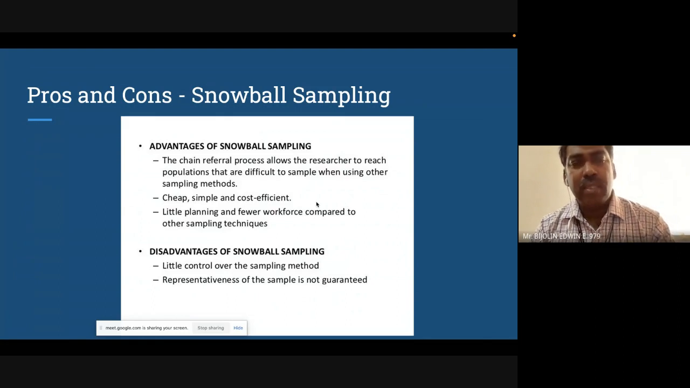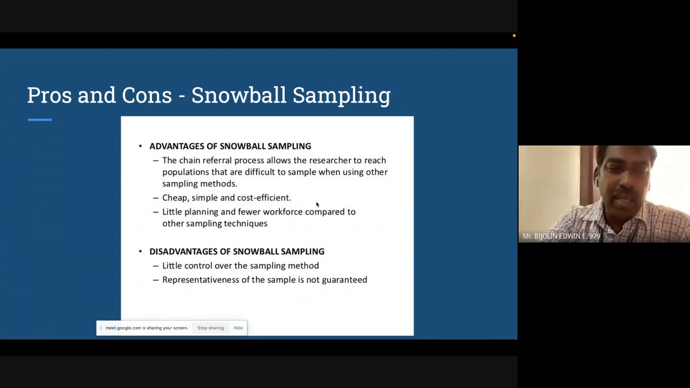Some disadvantages: there is little control over the sampling method. They cannot move themselves, and the network cannot be split by itself. There is some control within that particular network, and there are some representatives. That means, as I told, no admin will be there. Because of that, they cannot design or confirm the entire network strategy, and they cannot increase the network infrastructure. So that is the other main disadvantage of using snowball sampling.